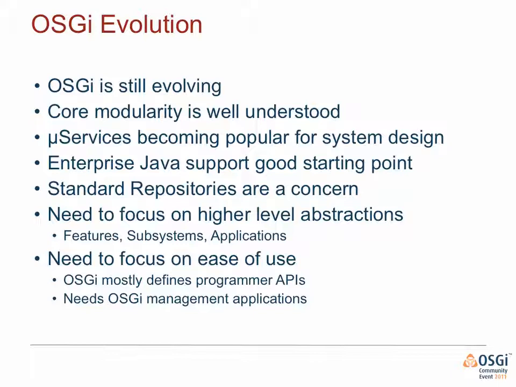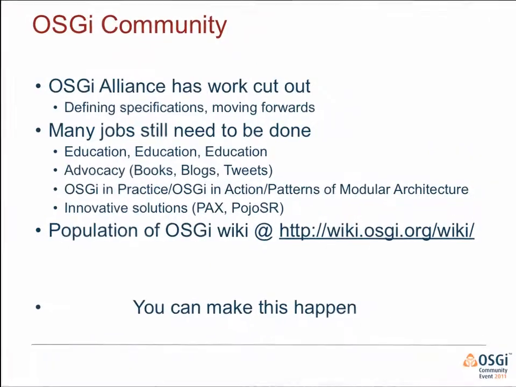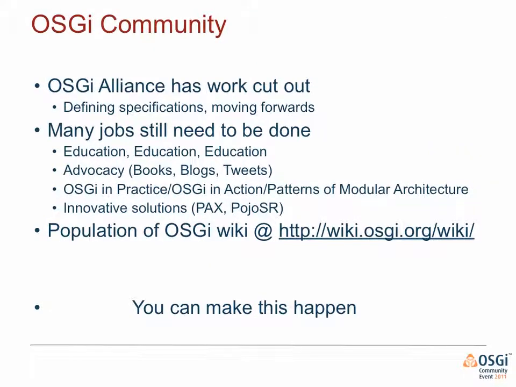And finally, we need to focus on ease of use. All of the OSGi spec is very well defined and provides some very well thought out and consistent APIs, but we need to be able to build on top of that to be able to make it easier for people to get on board and to use these systems. As for what the OSGi community can do, the OSGi Alliance has obviously got its work cut out dealing with specifications and moving things like these forwards, but there's still many jobs that need to be done.